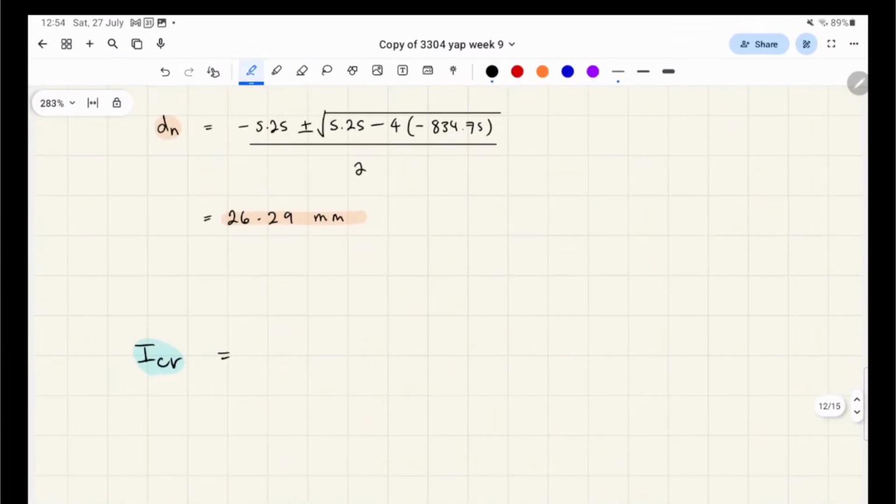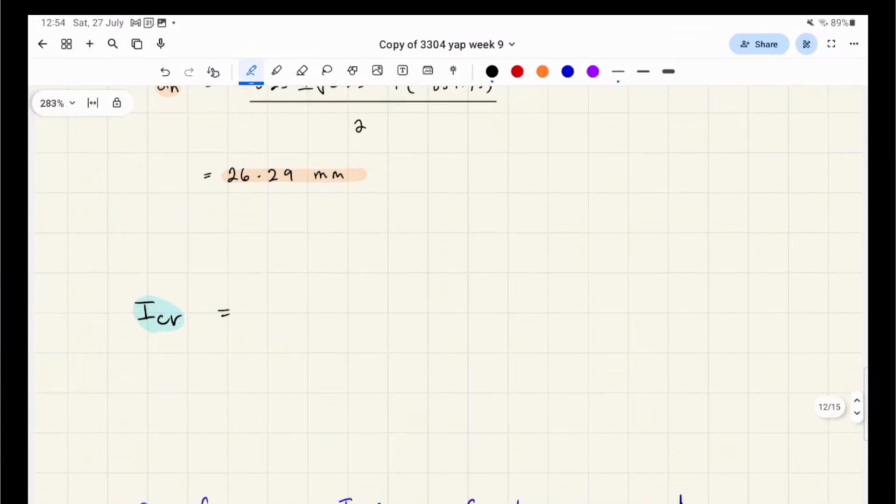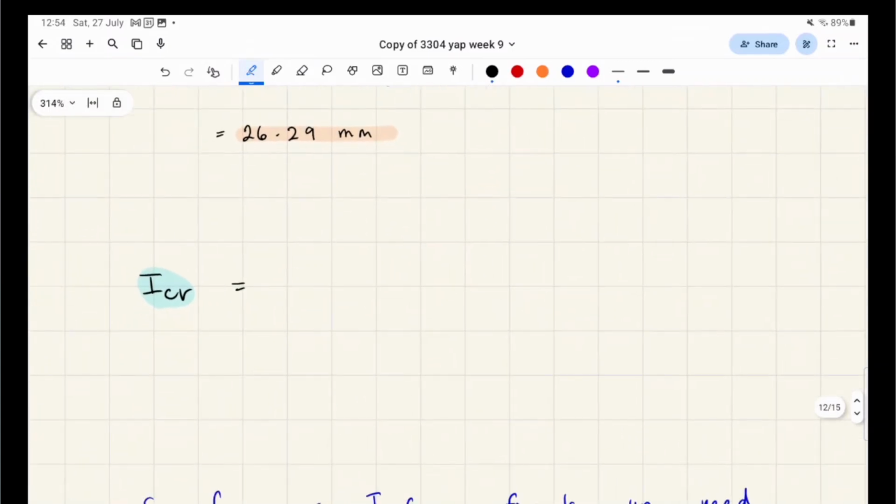Alright, so we've got another part that takes a while, right? The cracked moment of inertia. How do we calculate this? Like, what did we do last time for IG? Hey, my mic keeps turning off. We just used the inertia of the concrete. So we just used BD cubed on 12 again, but we used the depth that we just calculated now.